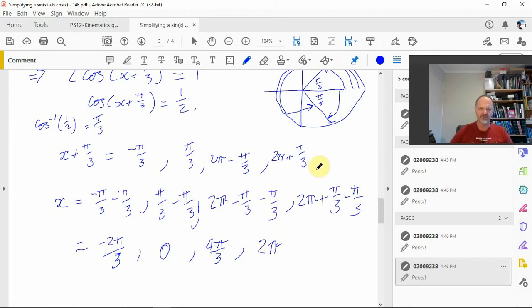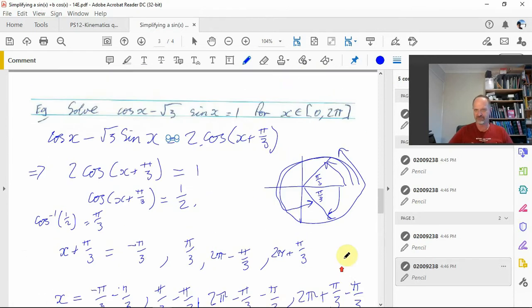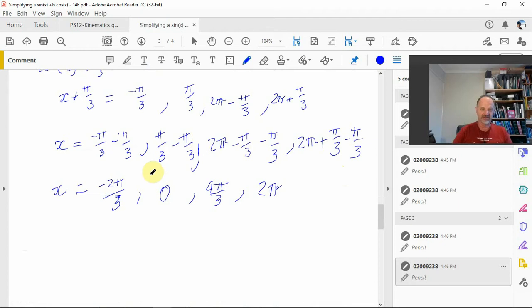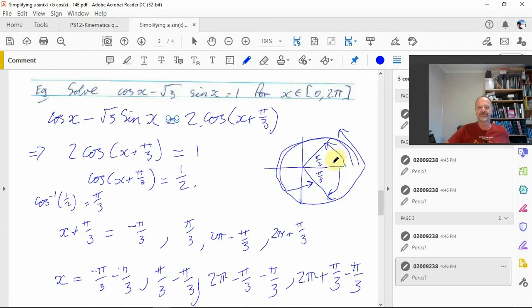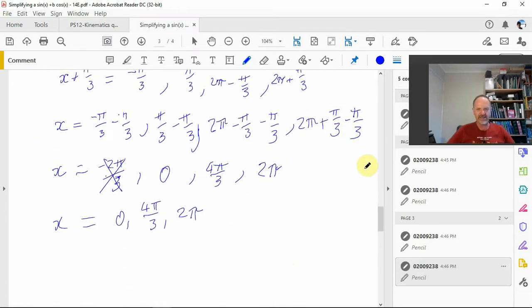All right, so now we have a look and we go, okay, the domain for x went from 0 to 2 pi. This first one's not in the domain we're after, so eliminate that. And 0, 4 pi on 3, 2 pi. And so there are our answers. All right, so that's another strategy, another technique that you can use if you go a bit further. It can be a bit tricky sometimes, so often it's best to adjust that before you do it. All right, so there's that example.